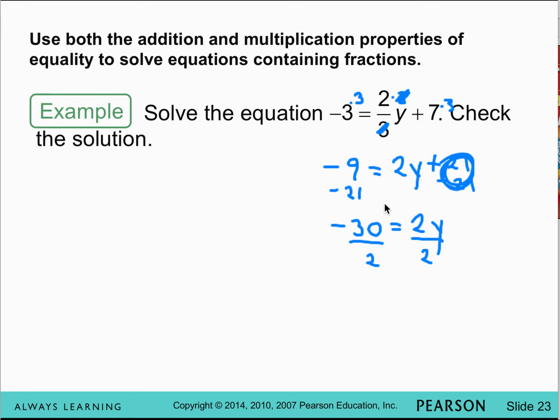If you get rid of fractions, it'll always be get rid of whatever's being multiplied. Negative 30 divided by 2 is negative 15. 2 divided by 2 is 1, so 1 times y is y. And once you get your variable on one side and a number on the other, so we have y equals a number, it's solved.